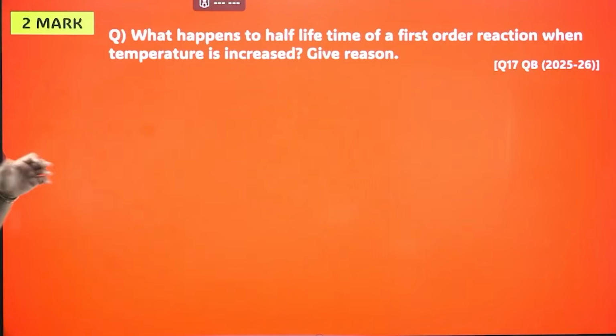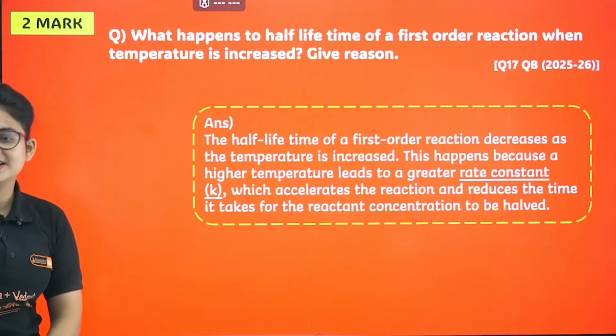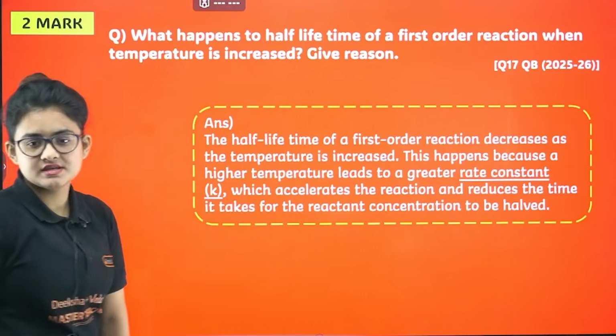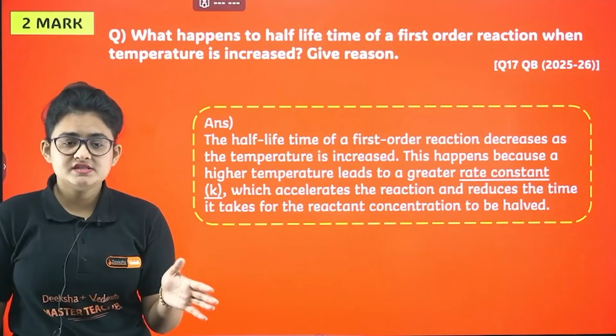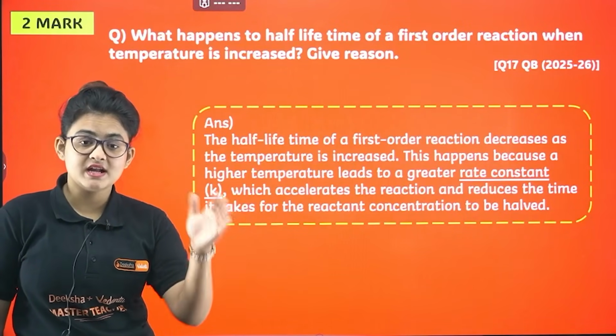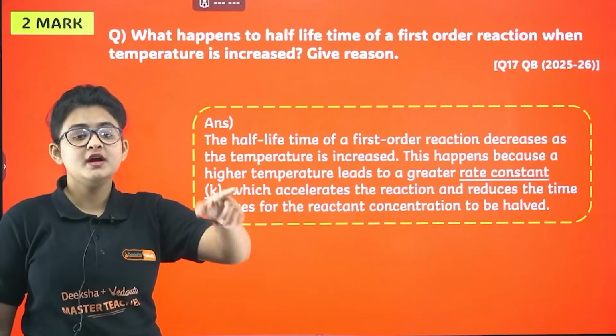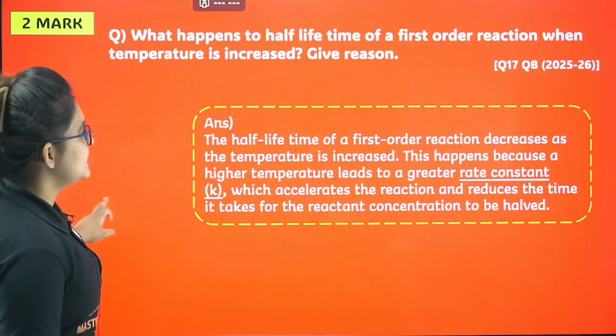Let's proceed. What happens to the half-life time of a first order reaction when the temperature is increased? So basically half-life of a reaction will decrease as the temperature is increased. Why? Because temperature is directly proportional to rate constant. If you increase temperature, rate constant will increase, and half-life is inversely proportional to rate constant, and hence half-life will decrease. I guess it's clear.